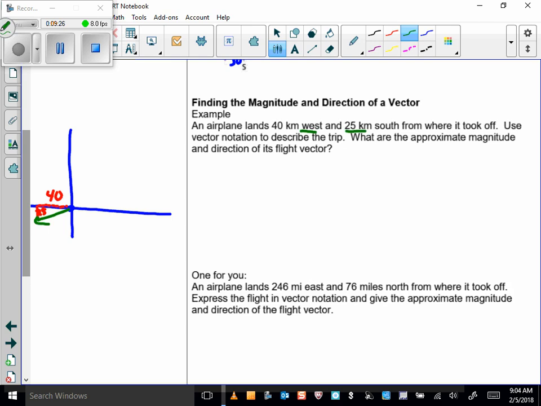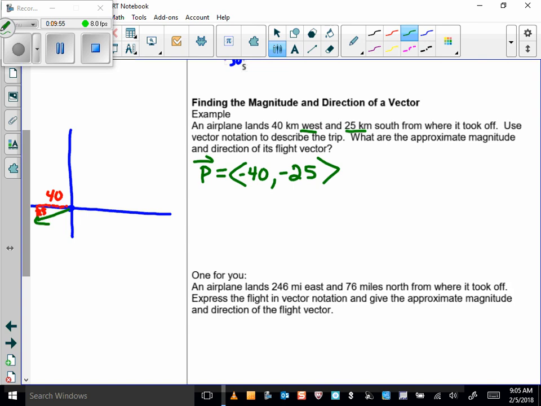25 kilometers south. So use vector notation to describe the trip. Okay, so I'm just going to call that a P. That's our plane trip. There's my vector. And the vector notation, of course, is going to be, if I'm going west, that's going to be negative 40, and I'm going south, negative 25. So there's my vector notation to describe the trip. What are the approximate magnitude and direction of the flight?